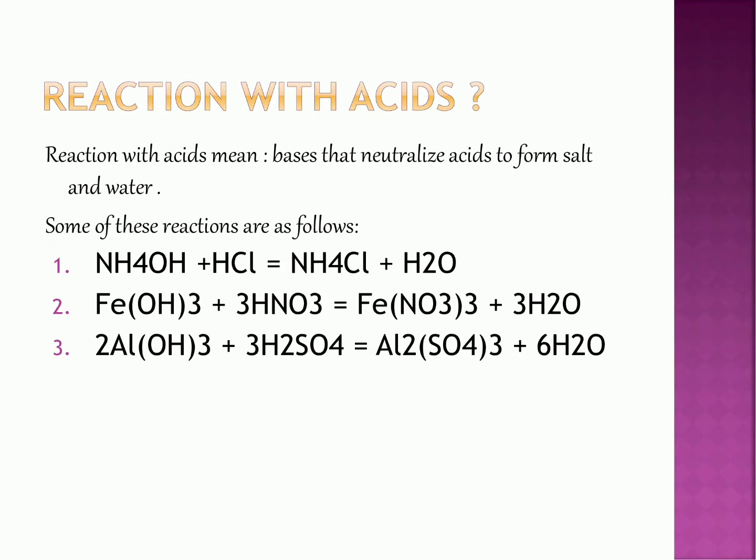The third equation, 2Al(OH)3 plus 3H2SO4 is equal to Al2(SO4)3 plus 6H2O.